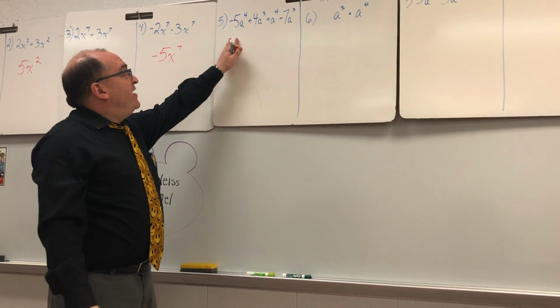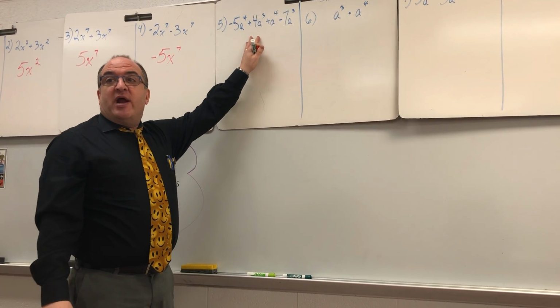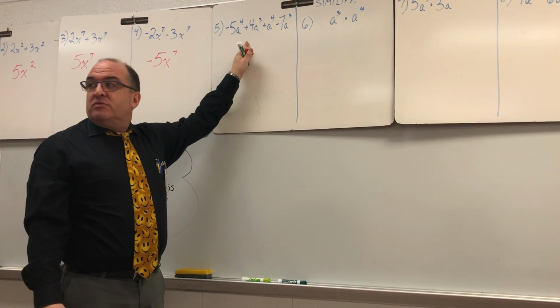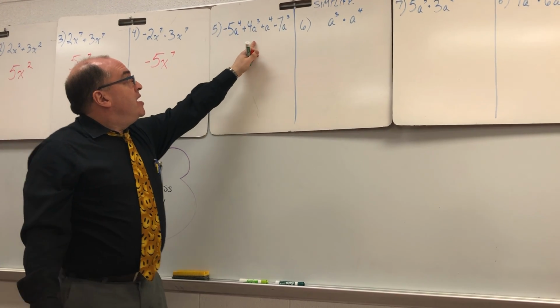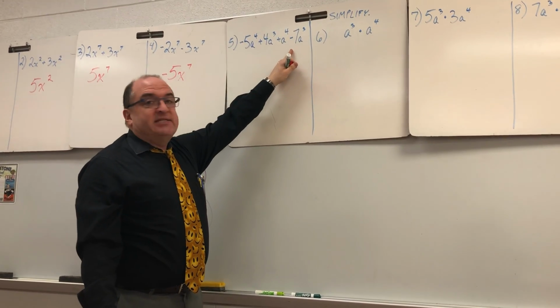Here, negative 5a to the 4th plus 4a to the 3rd. Can I combine those two? No. No. But here's a to the 4th minus 7a to the 3rd.